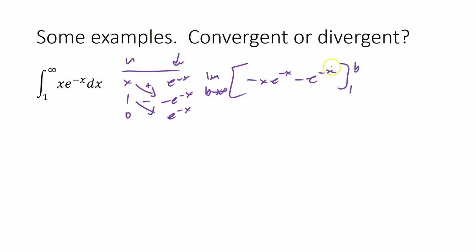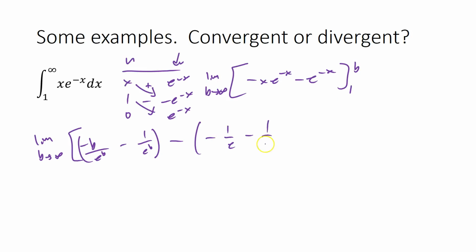Okay, so if we plug in b, let's do it over here. So limit as b approaches infinity. It'll be, let's see, plug in b here, we have negative b, e to the negative b, and write that as over e to the b. And then minus 1 over e to the b. That's what we get from the b. And then we subtract from that when we plug in the 1. So we'll have negative e to the negative 1, that's negative 1 over e, minus 1 over e again.